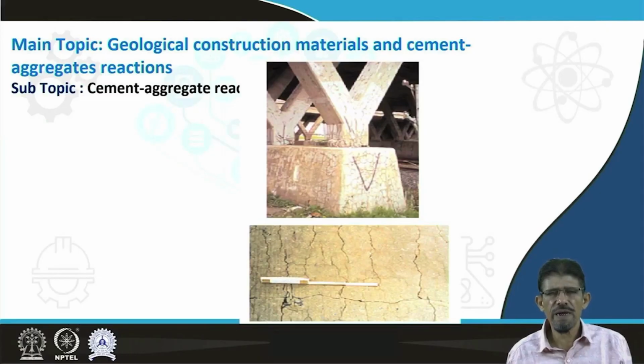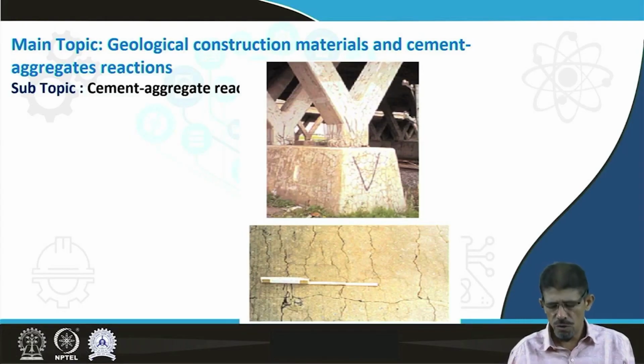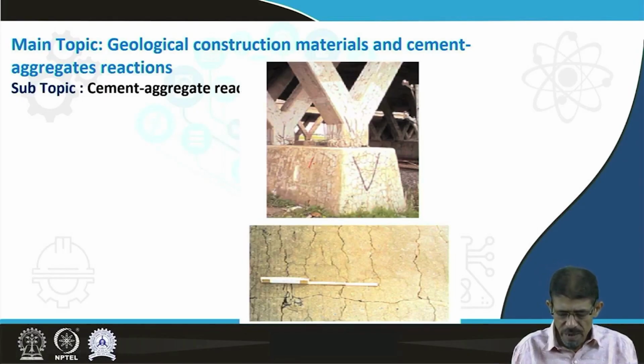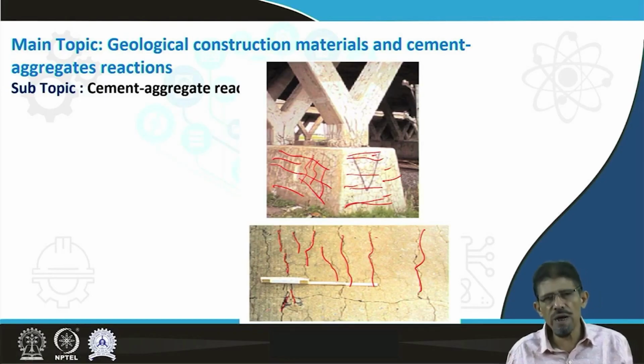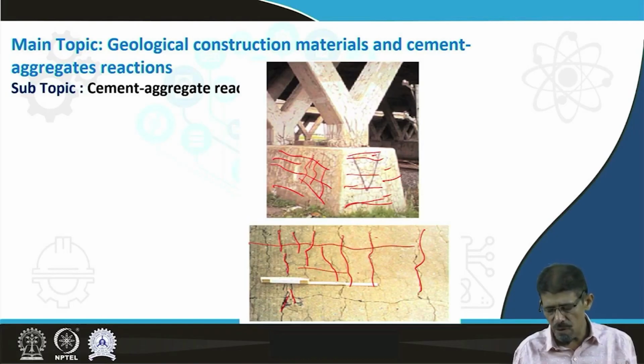Friends, here I try to attract your attention toward this figure. This figure is a foundation of a bridge. You can see carefully the high resolution figure. You can see a number of crack networks traversing through this foundation. If you see any concrete area more than 10 years old, then you can see this type of feature. This type of feature in a concrete structure, you can map. It is a mappable feature.